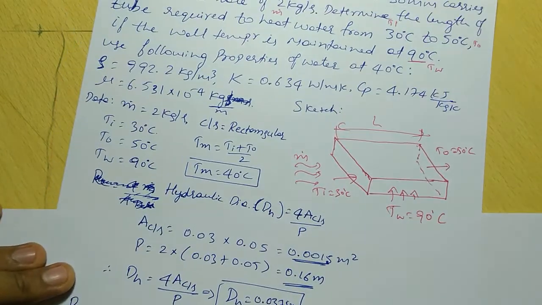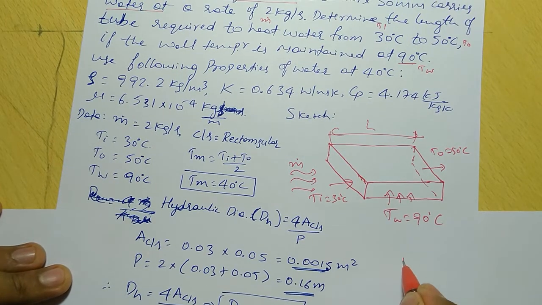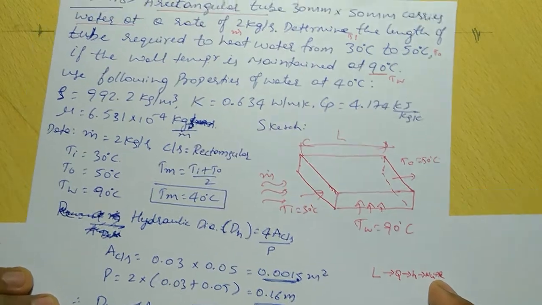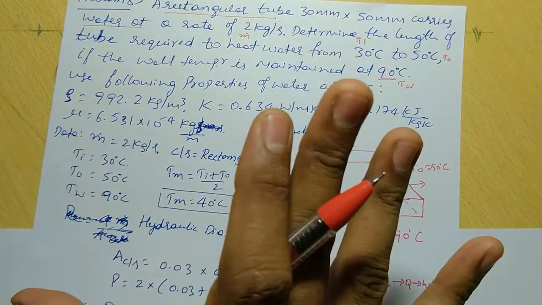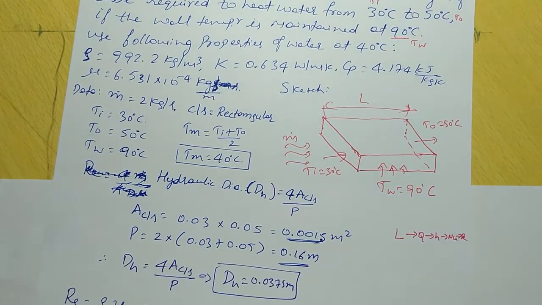To find the length, we require the heat transfer. To find L, we require Q. To find Q, we require h. To find h, we require Nusselt. To find Nusselt, we require the Reynolds number. To find the Reynolds number, we require data. The same procedure is used for all 8 problems; all 8 problems are solved the same way. I will just consolidate the final terms.